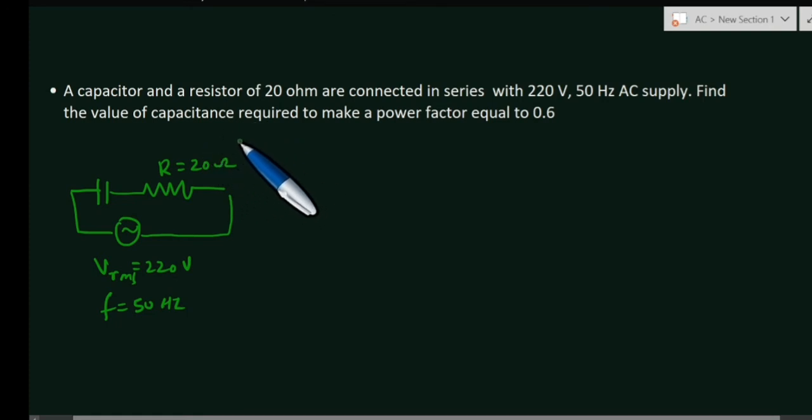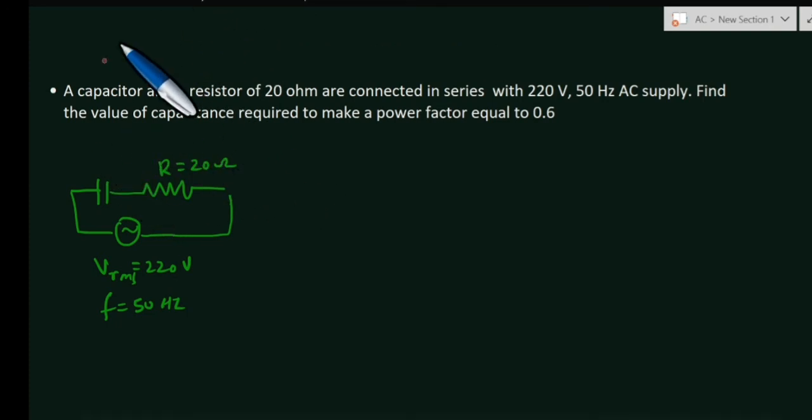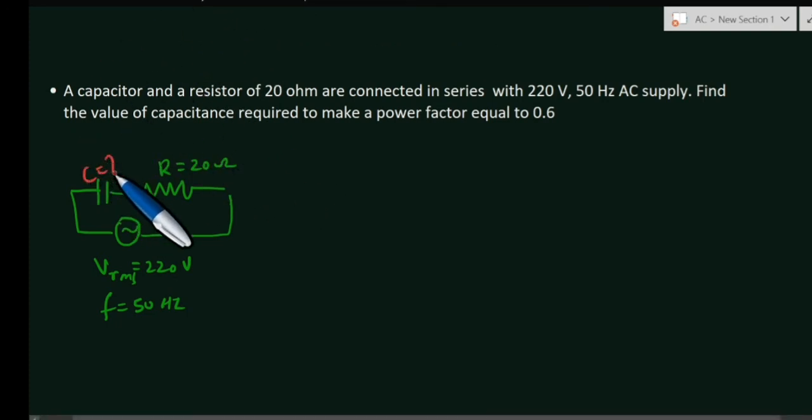Find the value of capacitance. What is the value of capacitance required to make the power factor equal to 0.6? So this is what they have given, and the C value they are asking. The only information we have is VRMS, F and cos phi. So we need to calculate the value of C.